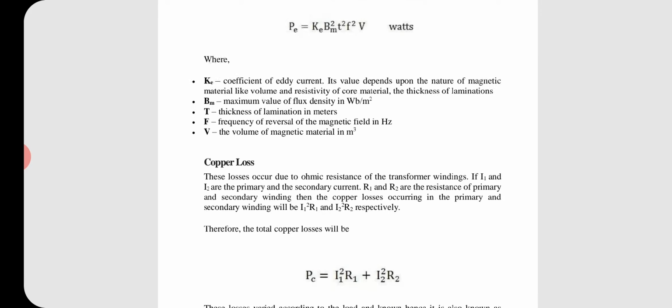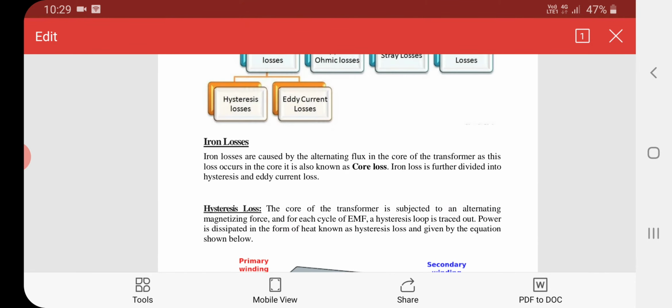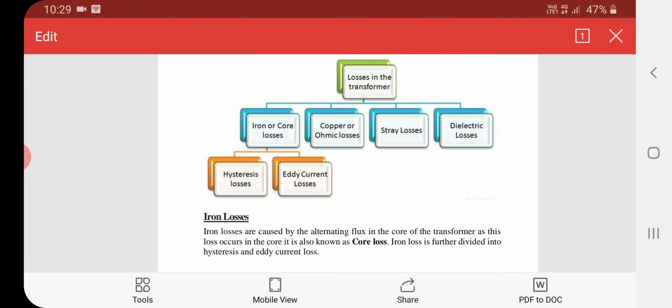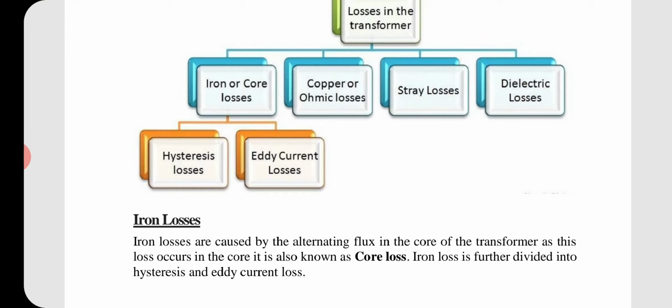Now coming to the second loss. We have completed our first loss, that is core loss, or iron loss, which was divided into hysteresis as well as eddy current loss. Now coming to the second loss, that is copper loss. Copper loss is also known as ohmic loss.